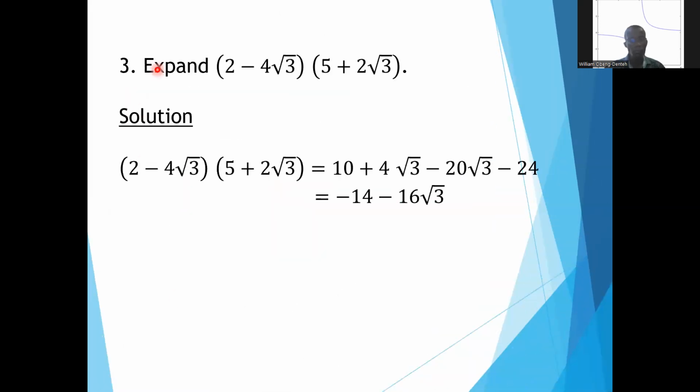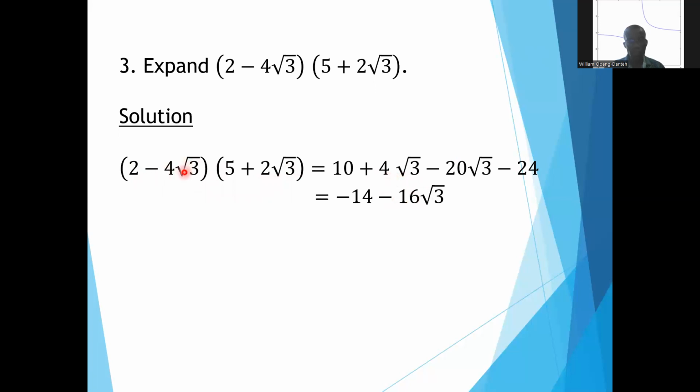The next question that we want to consider says expand the whole of this. So whatever I have in this bracket is multiplying what we have in that bracket. So we'll do them in turns. So we write our expression. So 2 times 5 will give us 10. 2 times 2 root 3 will give us 4 root 3. So the 2 times 2 and then our root 3.